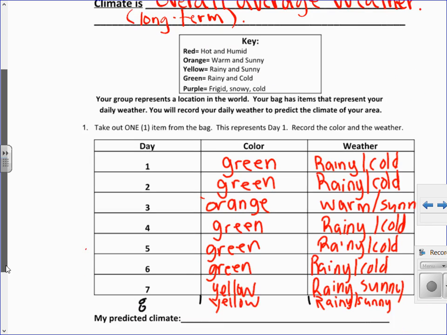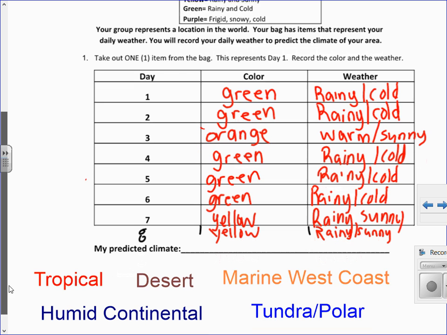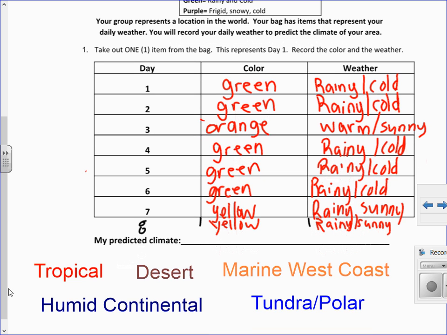So if we look at the bottom of our paper, remember, you need to be listening. Your prediction for your climate, remember climate is what? Overall average. Now let me ask you this. Do we, as young meteorologists right now, have enough data, enough overall weather to really predict the climate?